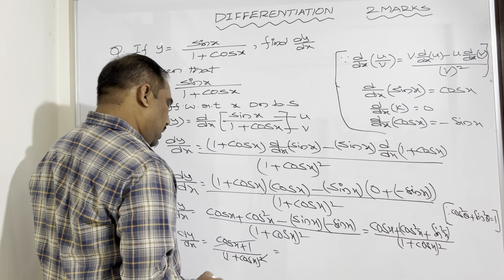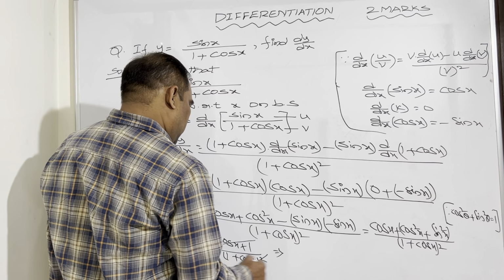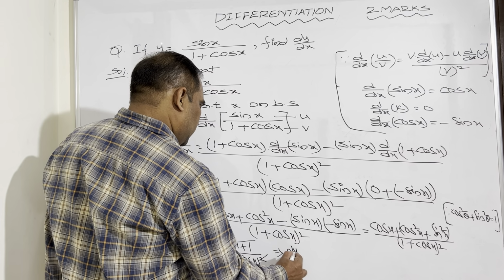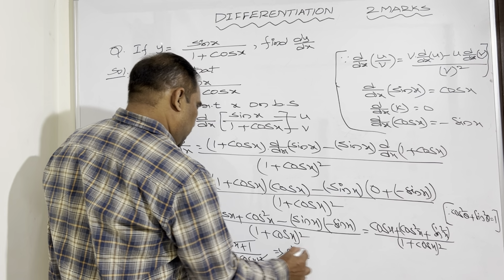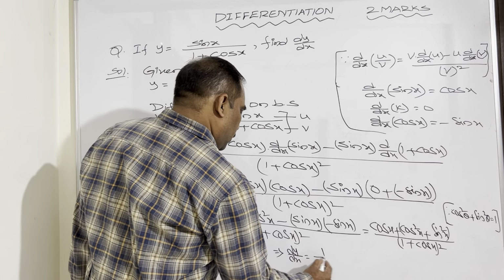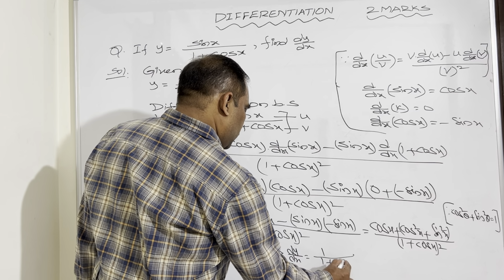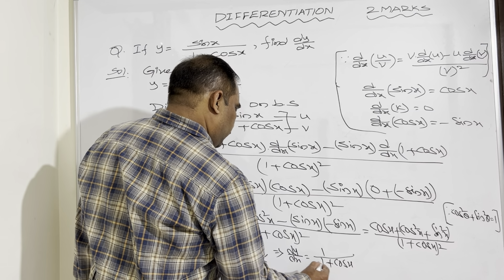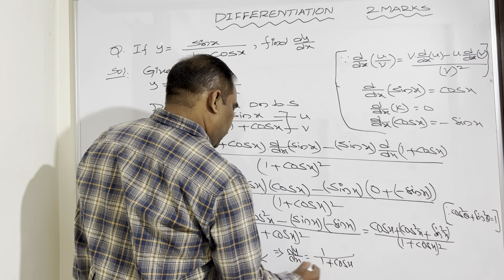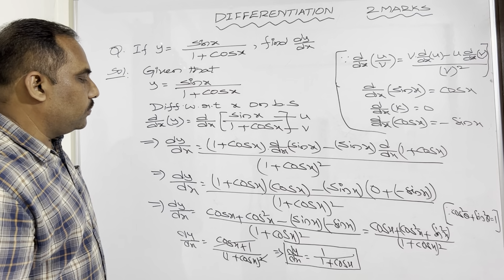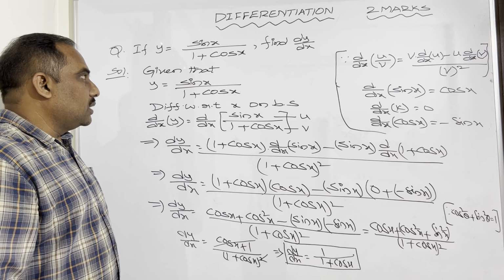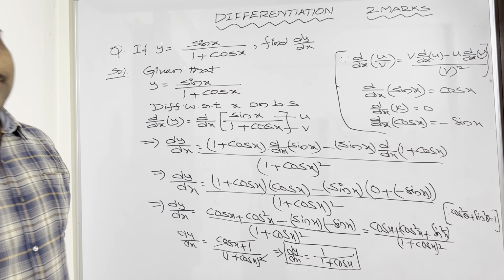So we get finally, dy by dx is equal to, in the numerator 1, in the denominator we have 1 plus cos x. So finally, the derivative of the given y, that is dy by dx, is equal to 1 by 1 plus cos x. Like this we can prove.